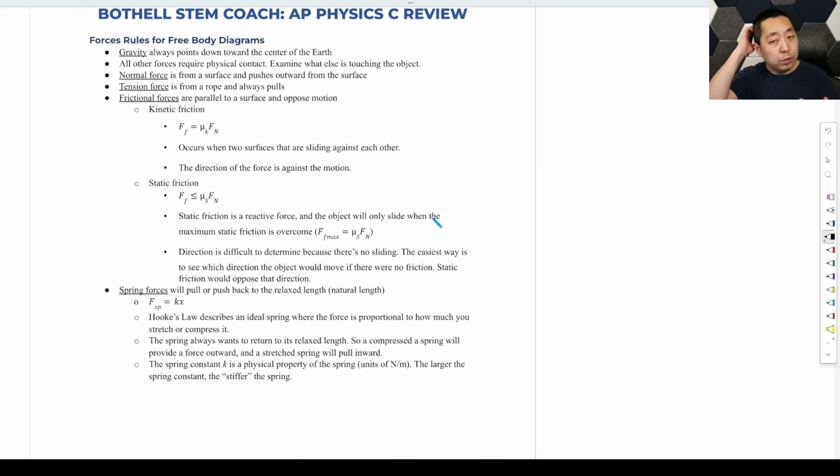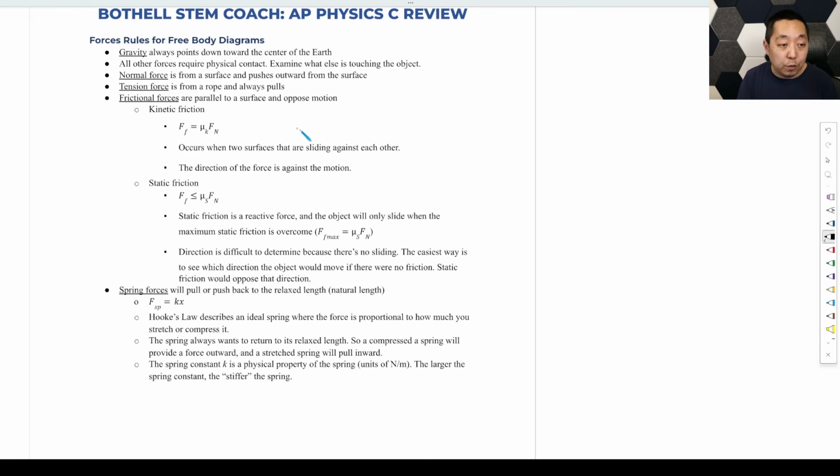So, rules for free body diagrams. This is a cornerstone, right? You should know this by now, a review, but let's just go through all of the forces. You want to draw an arrow following all of these rules. Gravity always points down towards the center of the earth. All of the forces we talk about require physical contact.